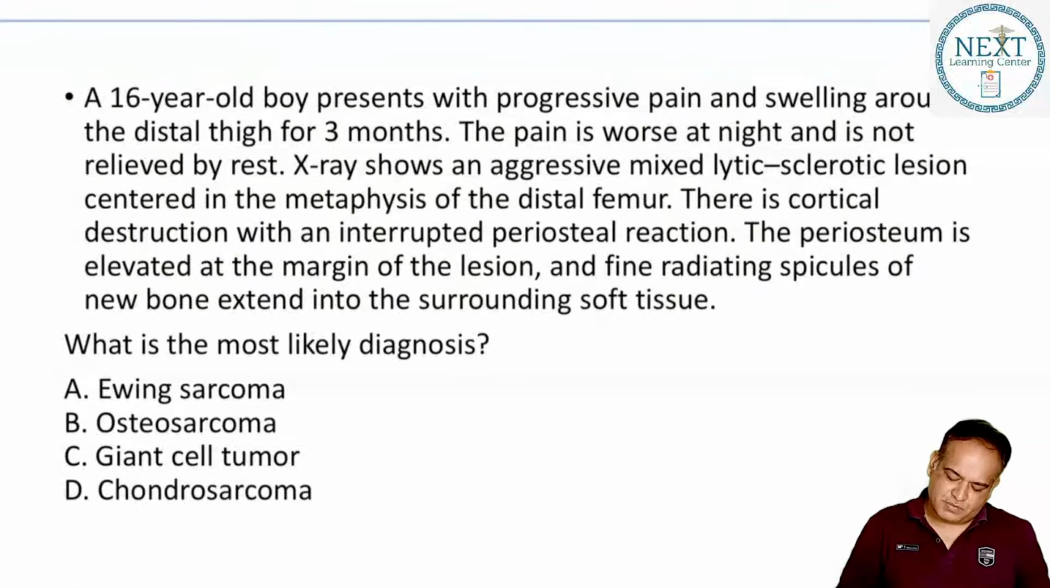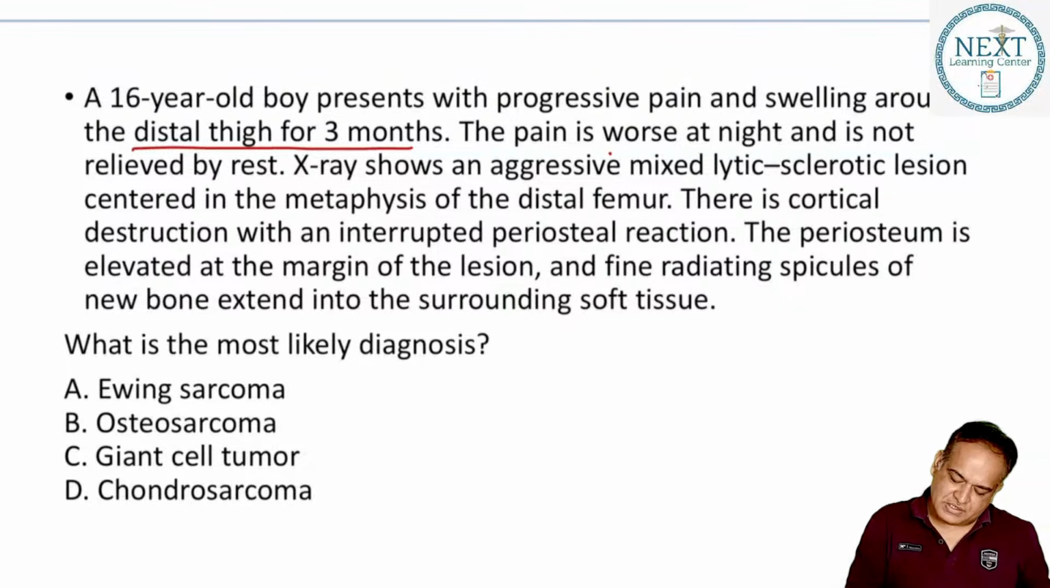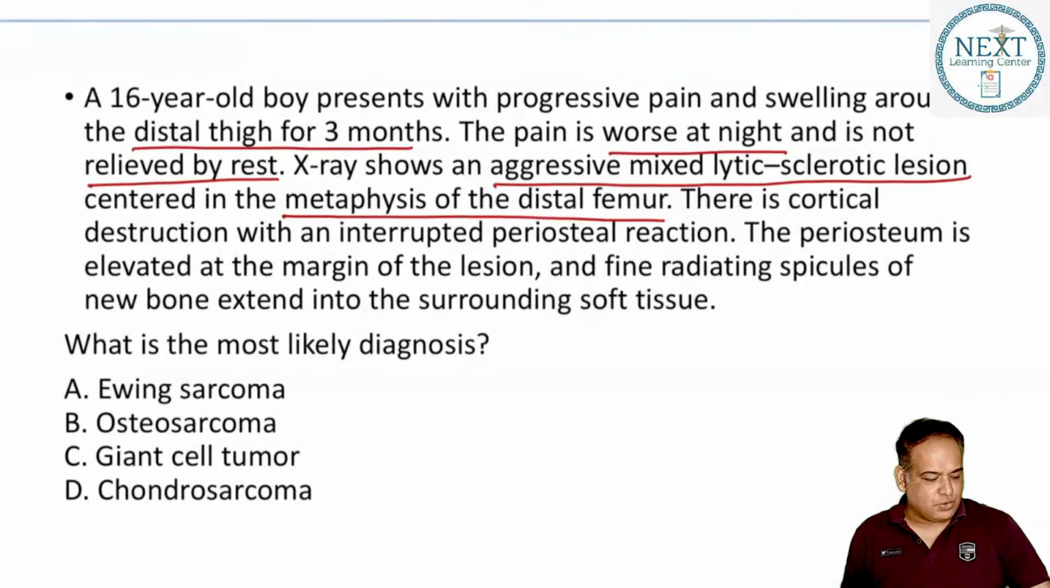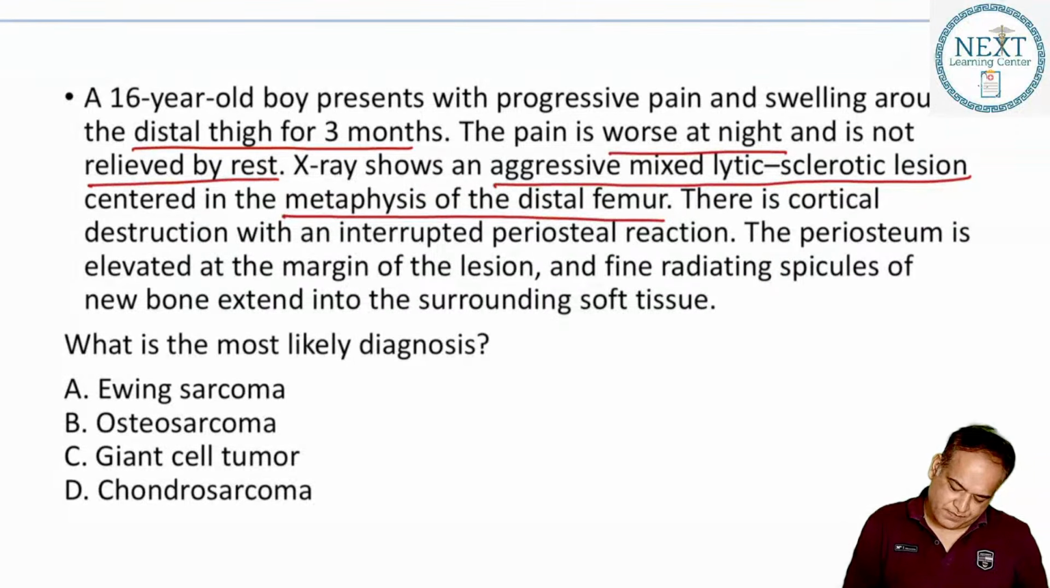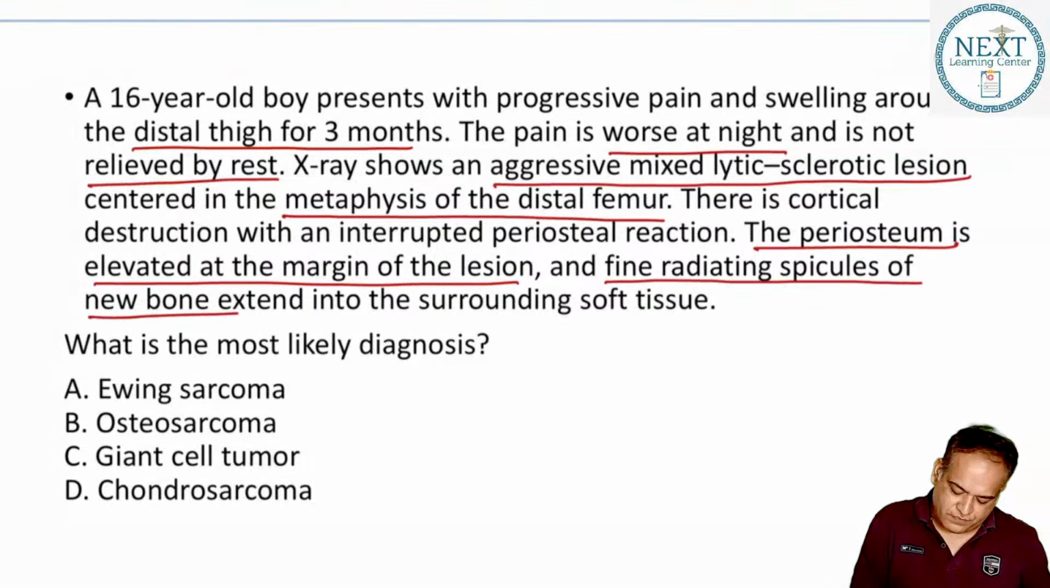A 16-year-old boy presents with pain and swelling around the distal thigh. Pain is worse at night and is not relieved by rest. X-ray shows an aggressive mixed lytic sclerotic lesion centered in the metaphysis of the distal femur. There is no cortical destruction. The periosteum is elevated at the margin of the lesion, with fine radiating spicules of new bone.